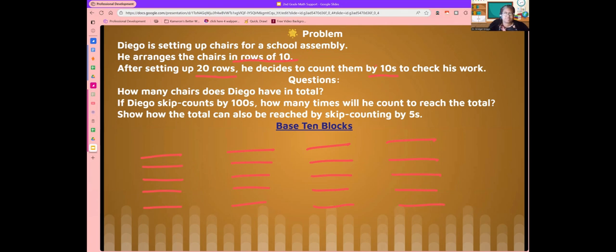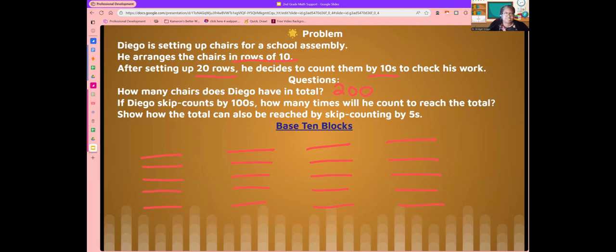So if we're counting by 10s, then we can do 10, 20, 30, 40, 50, 60, 70, 80, 90, 100, 110, 120, 130, 140, 150, 160, 170, 180, 190, 200. So looks like we would have 200 chairs.